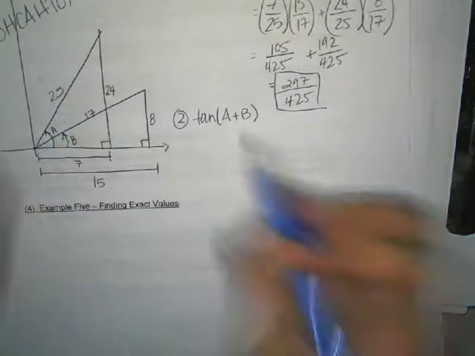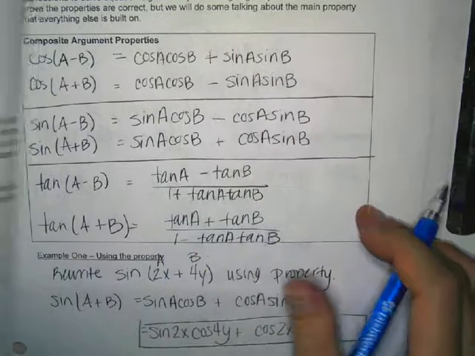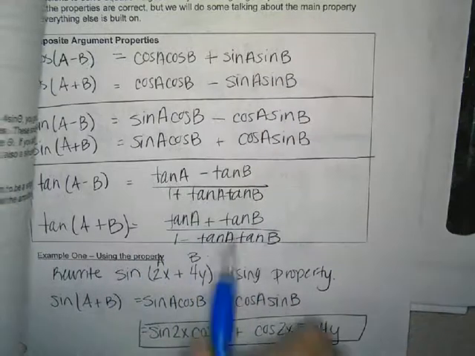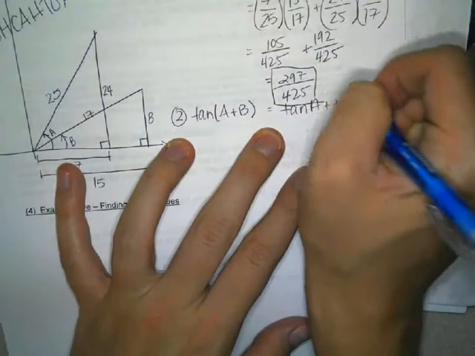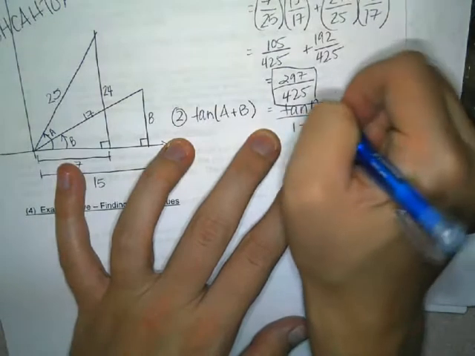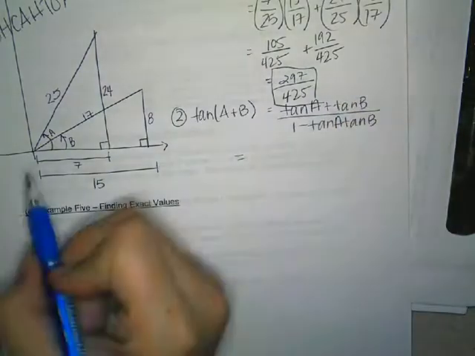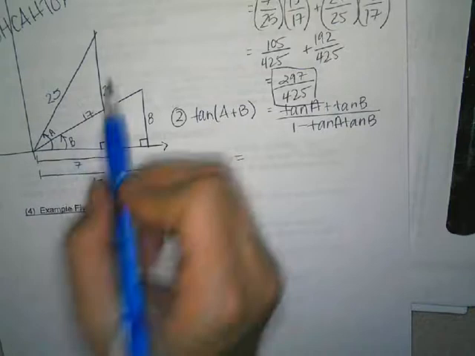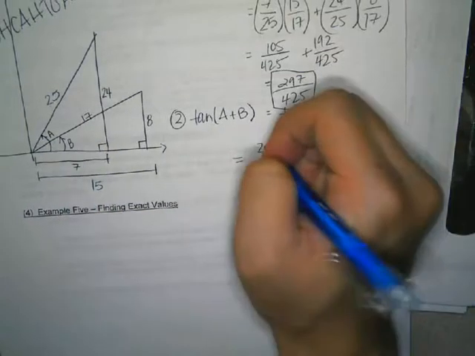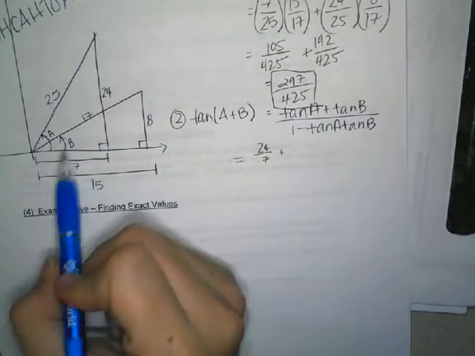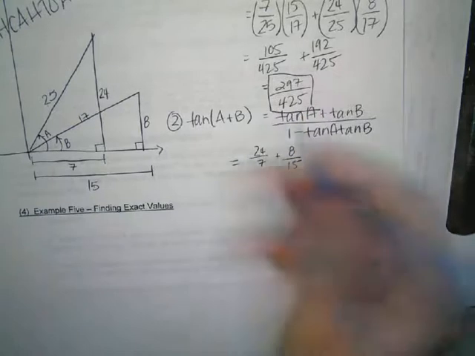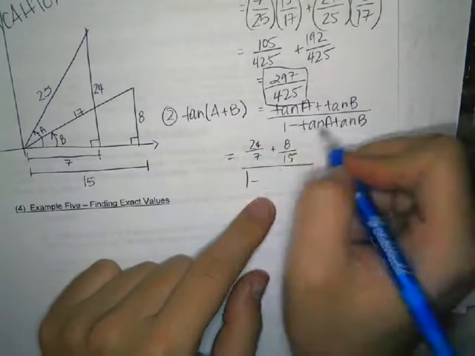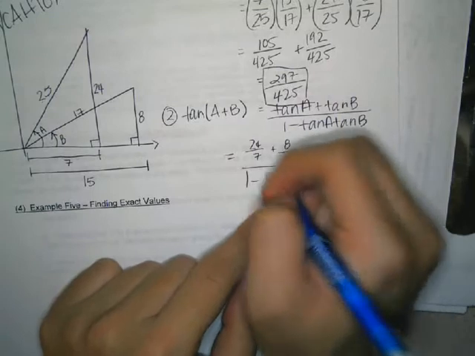Alright, tan of A plus B. Same thing, we go back to the property. We're going to write down this property and then plug in what we know. So that's equal to tan A plus tan B over 1 minus tan A tan B. Okay. The value of tangent of A, you look at angle A. Tangent is opposite over adjacent, so 24 over 7. Tan B is 8 over 15. Opposite over adjacent. Bottom, tan of A was 24 over 7, and tan of B was 8 over 15.